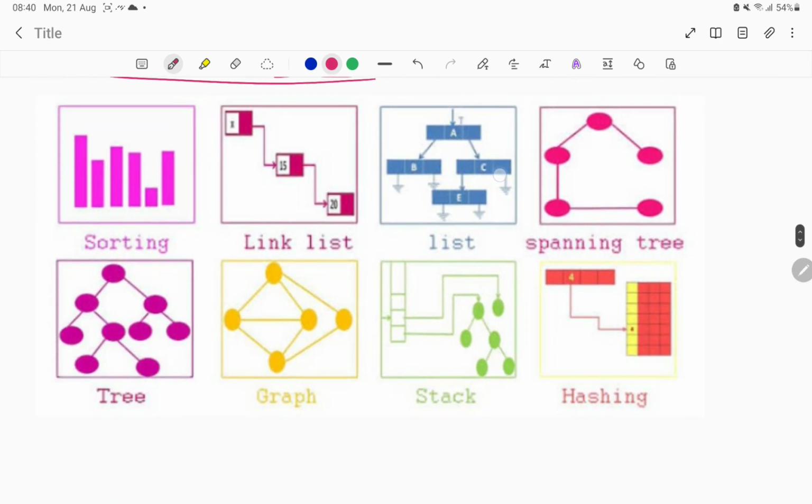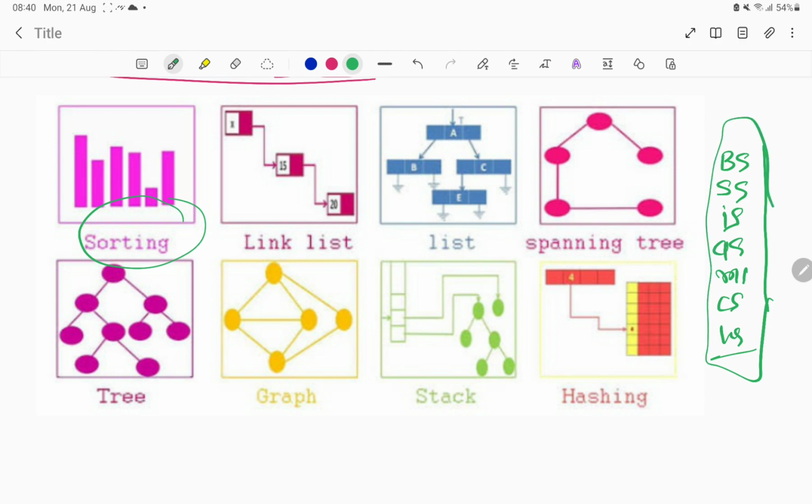So here are the patterns, for your understanding. What is a sorting algorithm? There are various types of sorting algorithms. I will take the names of a few of them, like bubble sort, selection sort, insertion sort, quick sort, merge sort, counting sort, heap sort, and many more. We will cover those, and whether sorting is stable or unstable, and whether sorting is in-place or out-of-place. So don't worry about that.